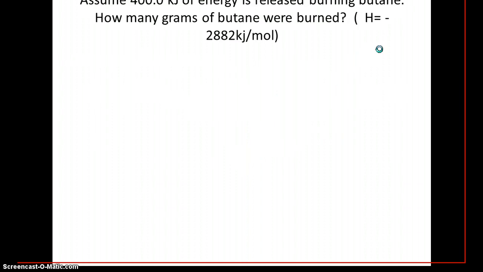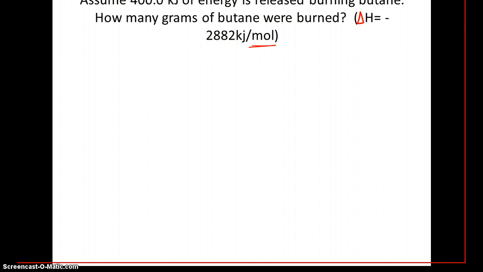Here's another type of example you would use, and I know that it's cut a little bit. It's saying assume 400.0 kilojoules of energy is released burning butane. How many grams of butane were burned? So here we're doing just the reverse. You're given the amount of energy, and you need to figure out how many grams are going to produce that amount of energy. So you are going to look at this a little bit differently. In this case, our delta H value is given per mole. It's telling you specifically that for 1 mole, this is how many kilojoules are released.